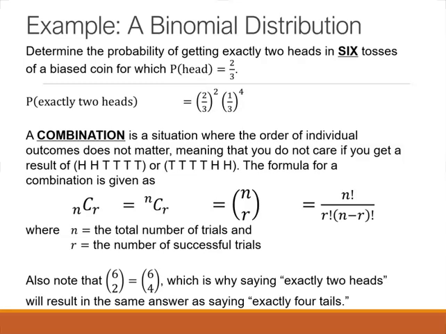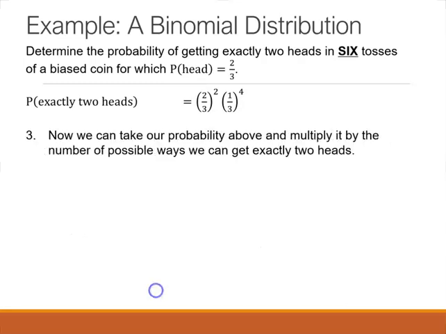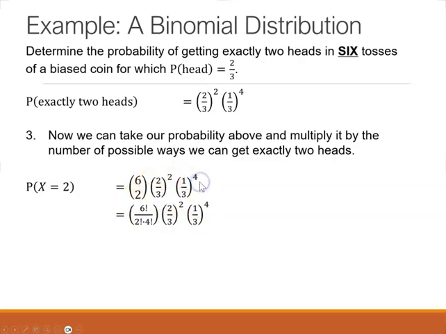So the number of ways of doing 2 heads has to have 4 tails in it. So it's also going to be the number of ways you do 4 tails. All right. So we can take our probability and multiply it to our combination. So I have 6 choose 2 times 2/3 squared times 1/3 to the 4th.